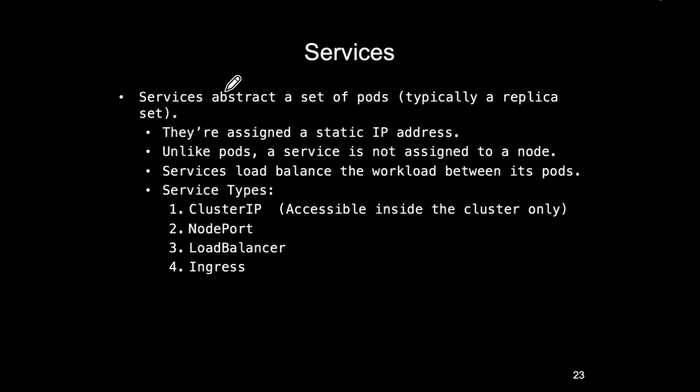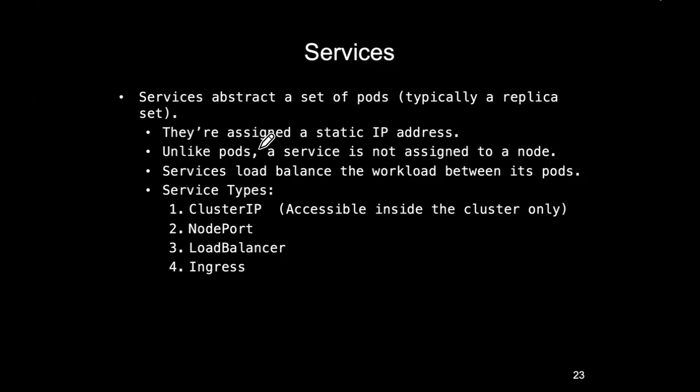So services abstract a set of pods. A service is also assigned an IP address, but in this case, that IP address is static, and that's what we like. So now it means that when a pod, let's say a pod in a UI deployment, wants to communicate with a pod in the API deployment, it will use the service of that API to get at the particular pod. So anyway, these services are assigned a static IP address.